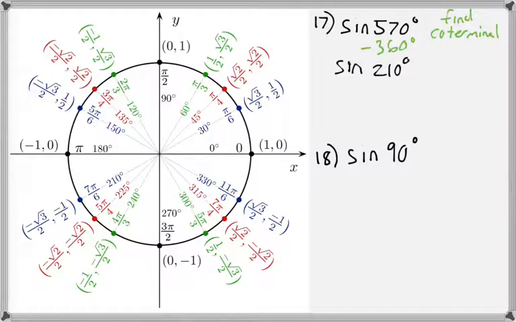Now again, sine on the unit circle, you're looking for the y-coordinate, and of 210 degrees, that's down here, and the y-coordinate would be -1/2.